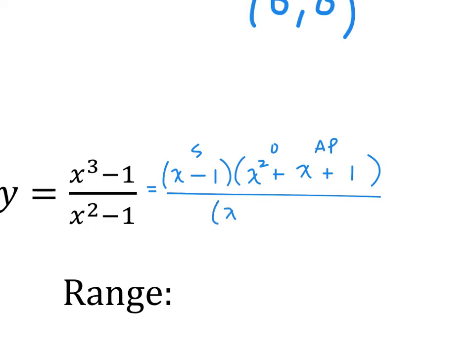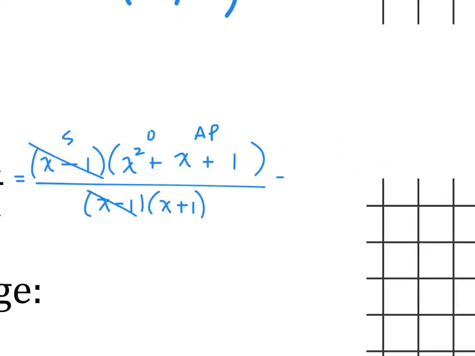Denominator is much easier to factor. Okay, so we can see that cancels, and we're going to get a reduced function of x squared plus x plus 1 over x plus 1. Don't kill cats here, and you cannot factor anymore.